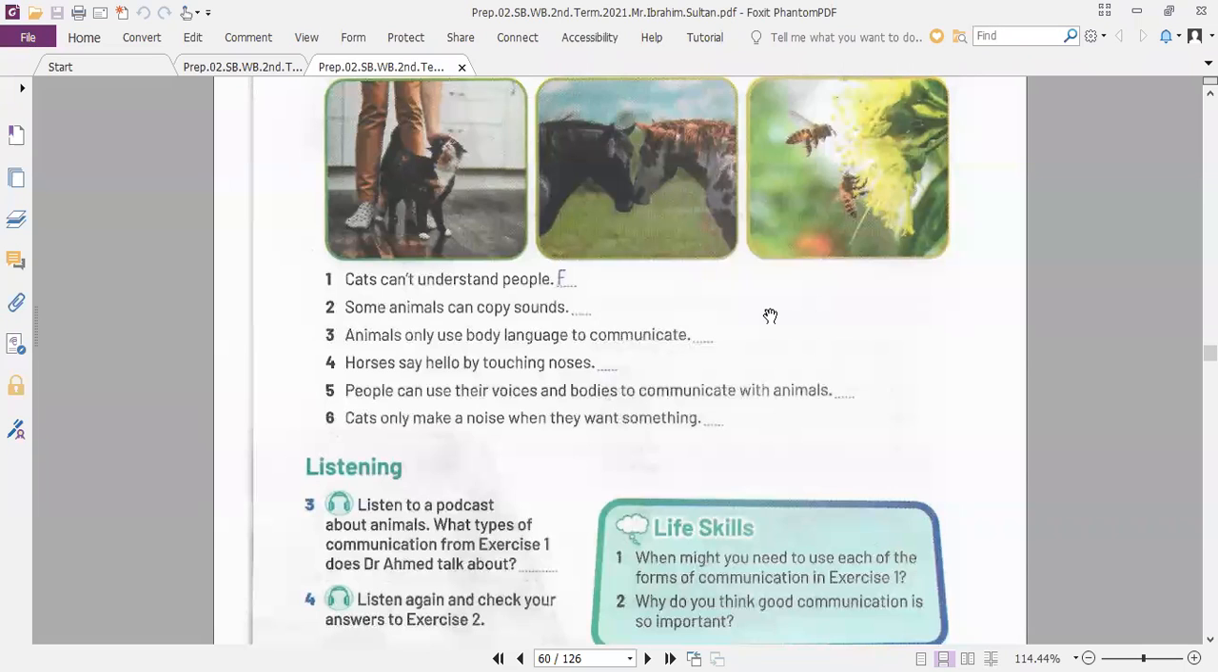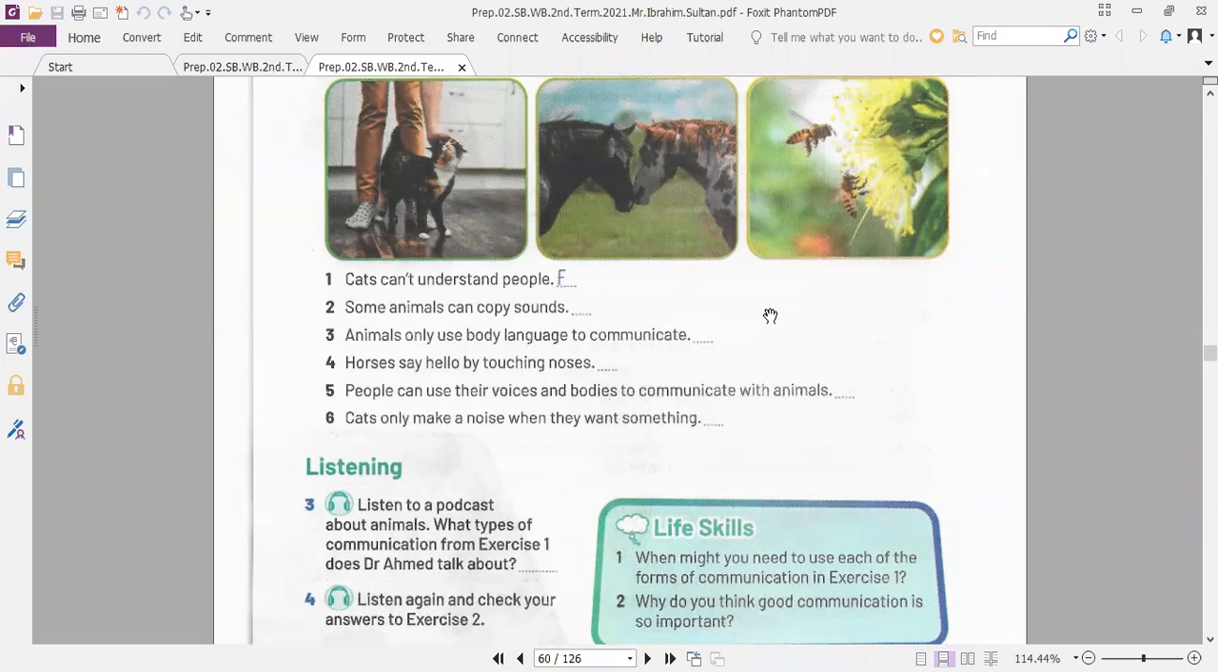They communicate by touching noses. One way animals communicate is by using body language. For example, horses touch noses to say hello to another horse they like, and also bees dance when they find a good flower. So, can I learn how to communicate better with animals then?